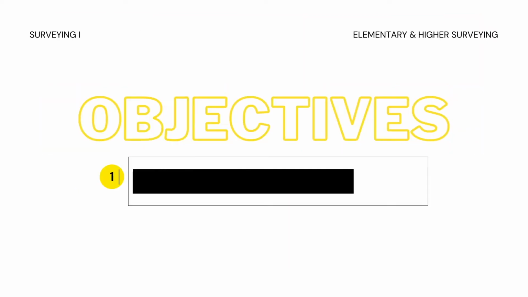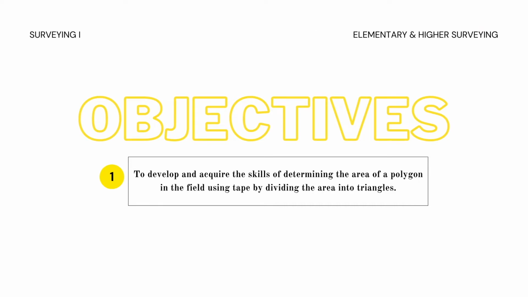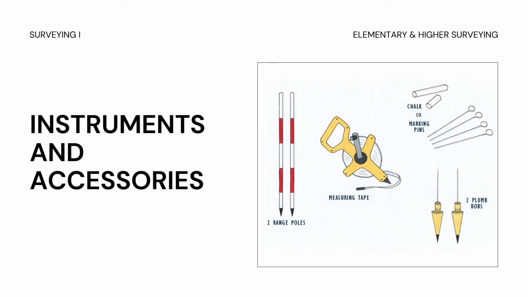The objective of this fieldwork is to develop and acquire the skills of determining the area of a polygon in the field using tape by dividing the area into triangles. The instruments and accessories needed for this fieldwork are 2 range poles, measuring tape, markers like chalk or marking pins, and 2 plumb bobs.